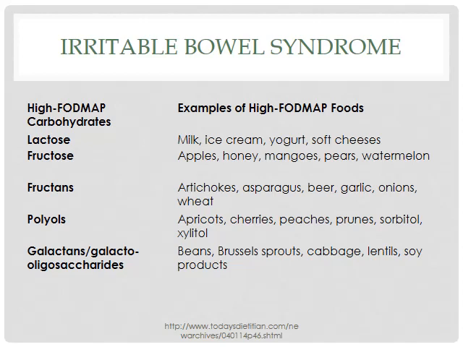The next are fructans, which are included in foods such as artichokes, asparagus, beer, garlic, onions, and wheat. Polyols are in apricots, cherries, peaches, prunes, sorbitol, and xylitol. Galactans are in beans, Brussels sprouts, cabbage, lentils, and soy products.